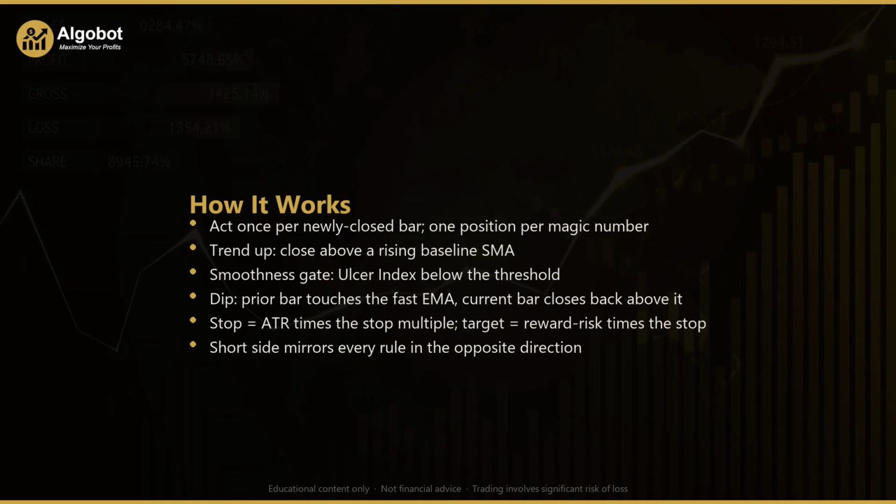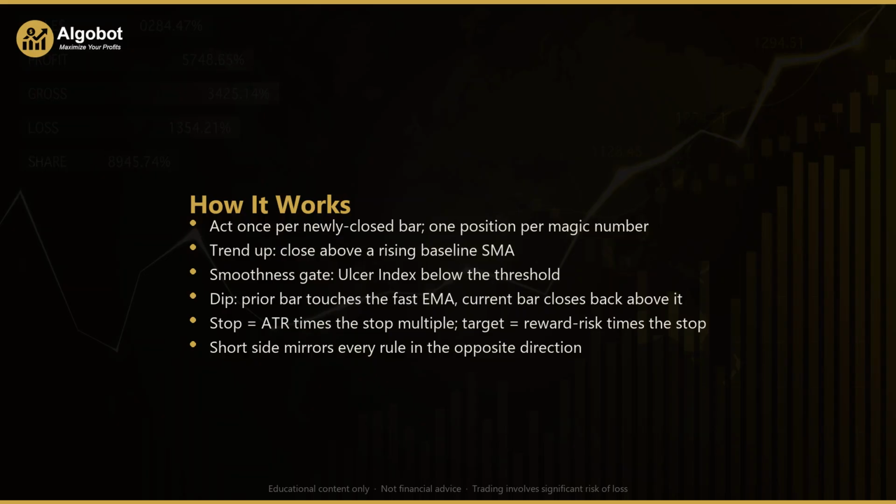Consider the long side first. Three things must line up for direction and quality. First, the just closed bar must be above the baseline simple moving average, and that average must be rising when compared with its value a few bars earlier. This confirms an uptrend that is actually advancing. Second, the downside Ulcer Index, the drawdown texture of the recent move, must be below the smoothness threshold. This is the quality gate that filters out jagged, whipsawing rallies.